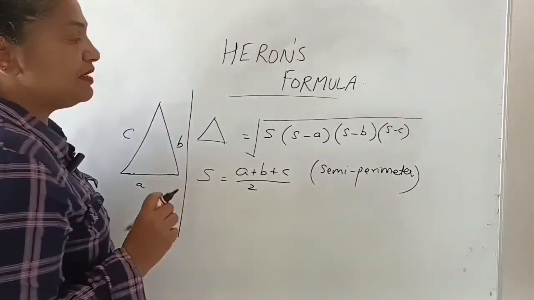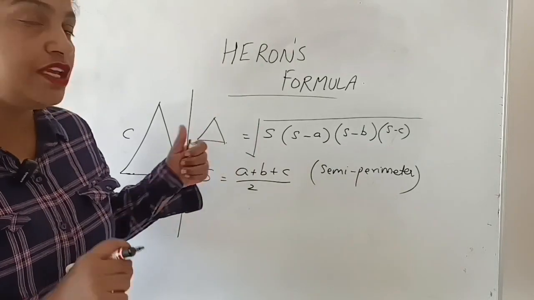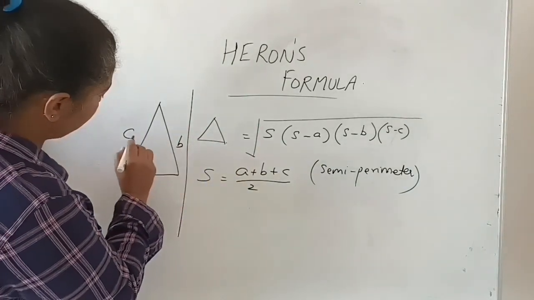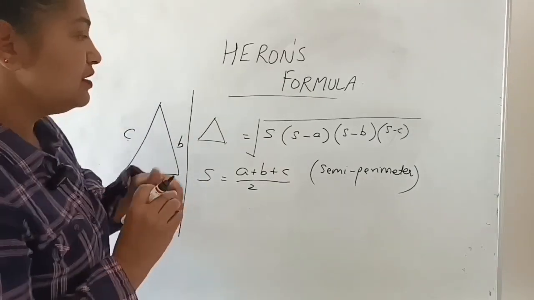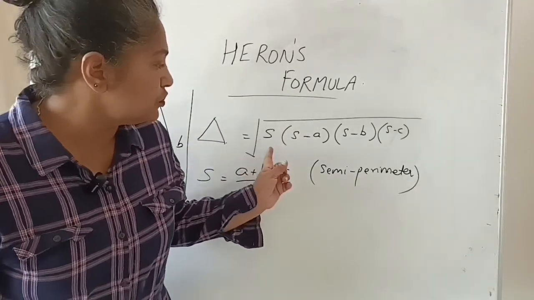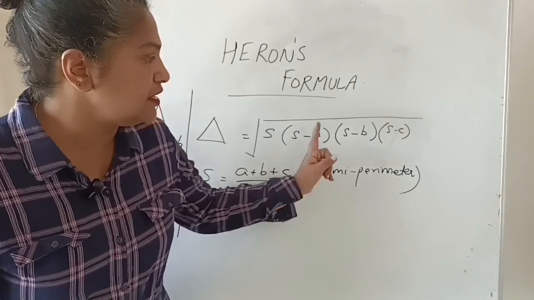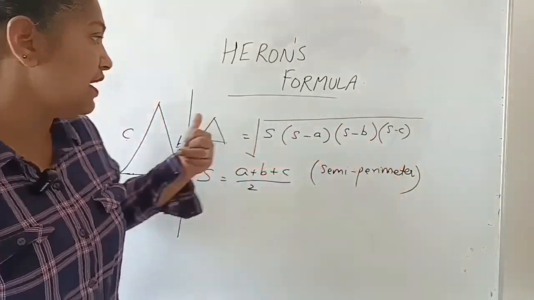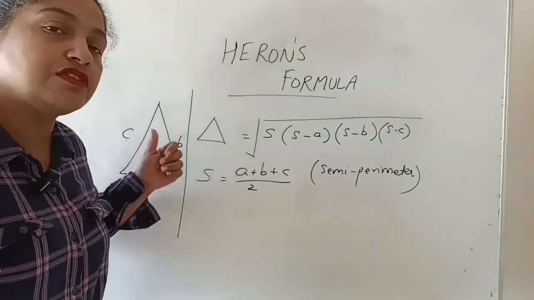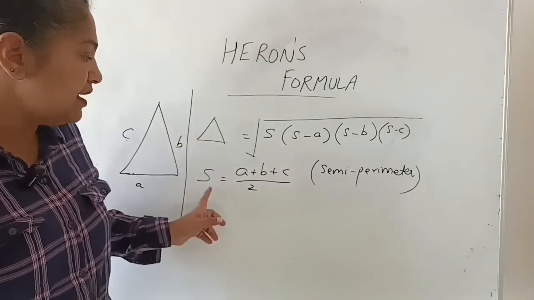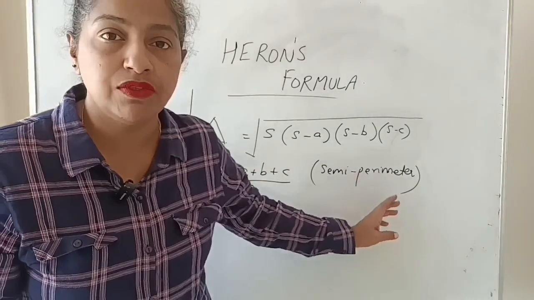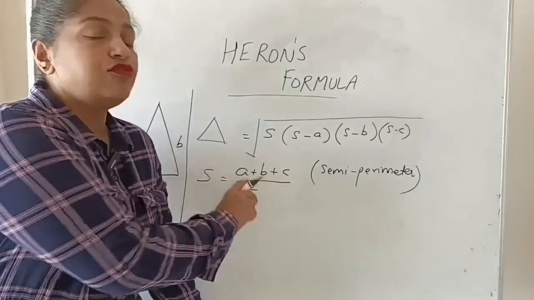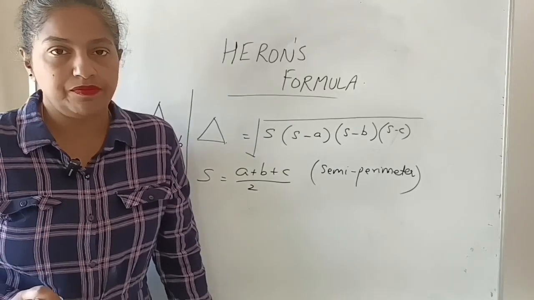Now, Heron's formula basically states that the area of a triangle whose sides are given by the measures small a, small b and small c is given by the formula root of s into s minus a into s minus b into s minus c, where a, b and c, as I have already mentioned, are the measures of the sides of the triangle. S is a new term that you are going to learn today, which is the semi-perimeter, which is half of the perimeter of the triangle.